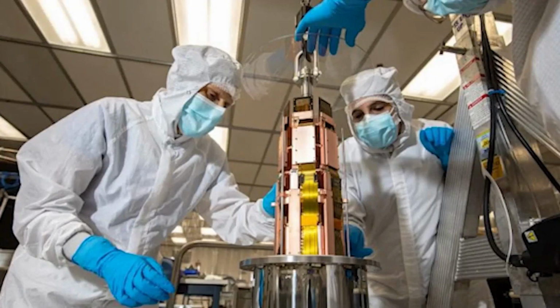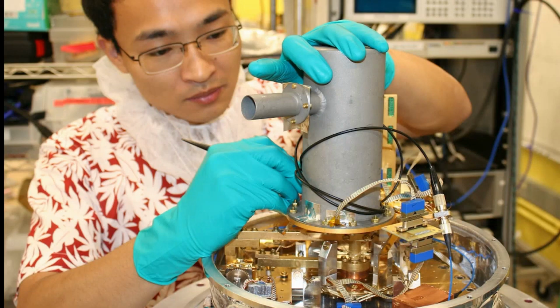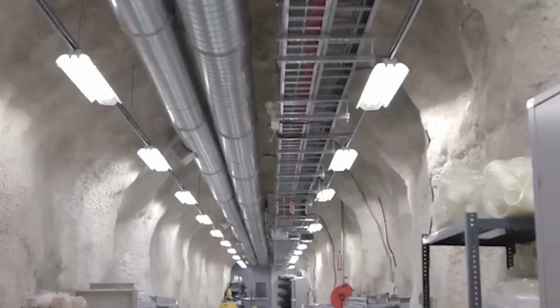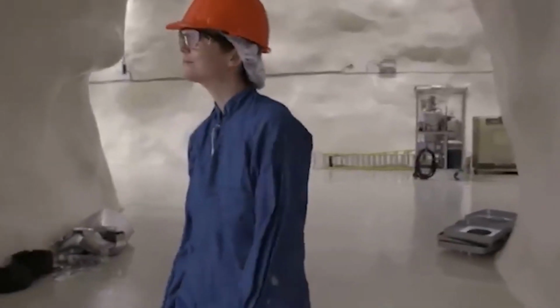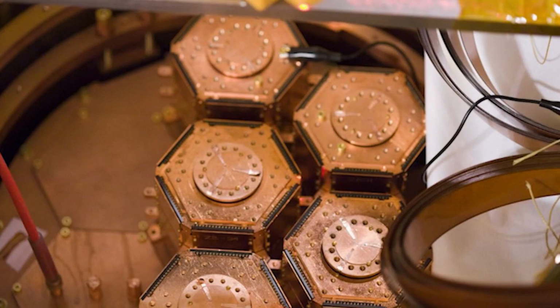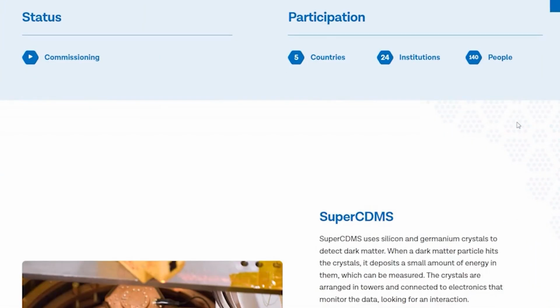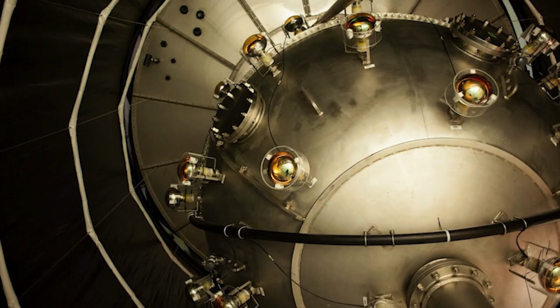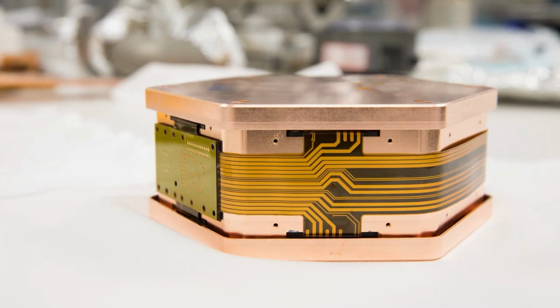The detectors, called Super CDMS, were designed specifically for this kind of task. Located 2 kilometers underground in a lab in Ontario, Canada, these detectors were completed last year. These have more advanced technology than previous models and focus on detecting dark matter particles in the low energy range. By using silicon and germanium crystals, they can measure the interactions of particles with matter with high precision.